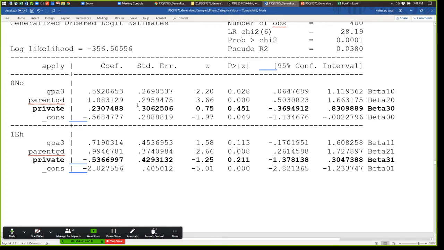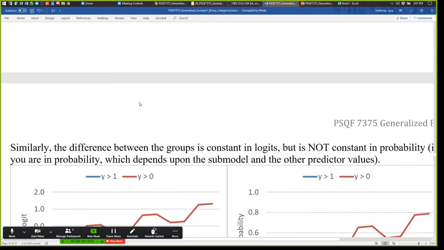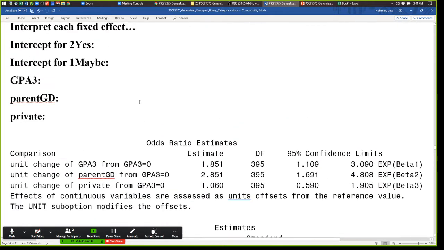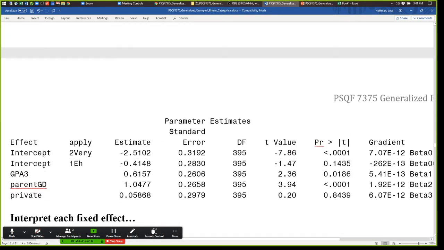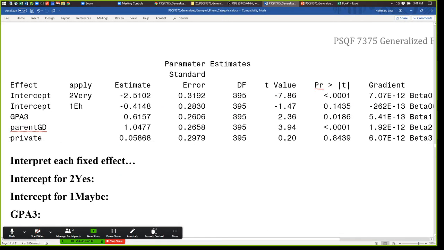Now, do we need private school in the model? If we've addressed all of our research questions and we're trying to go for parsimony, do I need to keep this? Probably not. It's not significant in either submodel. It's not significant when you put them back together, either. That's a pretty good argument that it doesn't need to be there in terms of prediction.